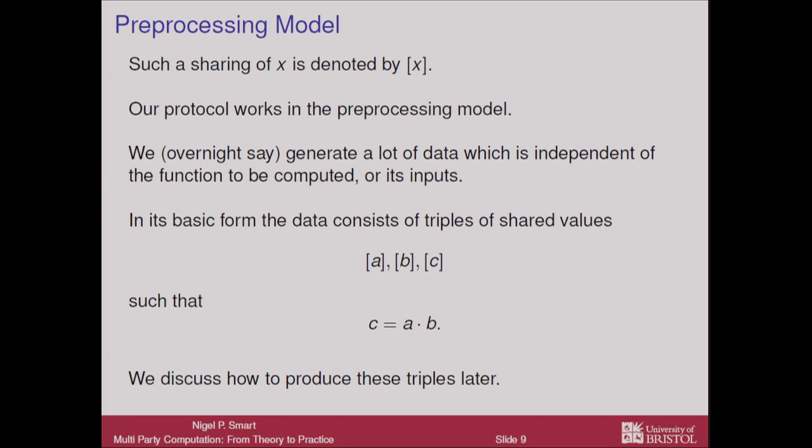Okay? So overnight, by some magic method, which I'll explain later, I compute sharings of A, B, and C, such that we've got a sharing of A, a sharing of B, a sharing of C, such that C equals A times B. And I produce millions of these overnight, in a way I'll explain later. So just imagine these have just been given to you for free at the moment.